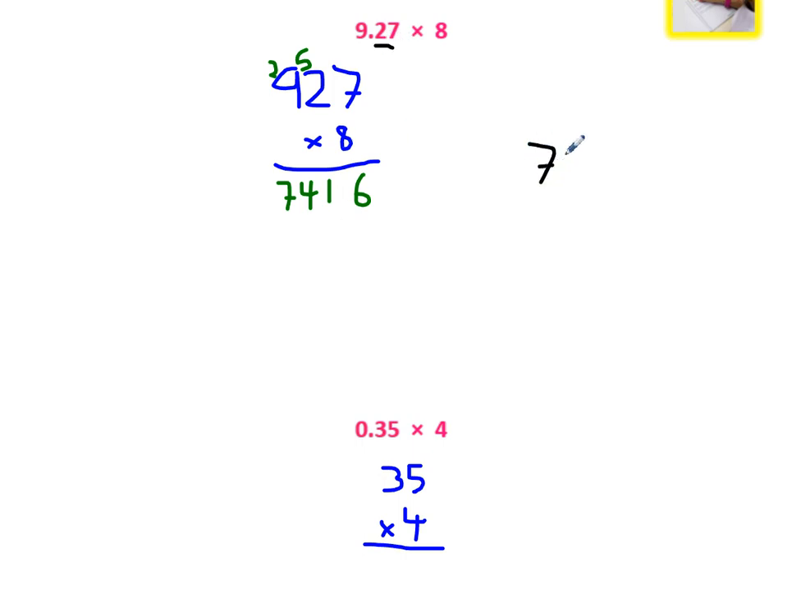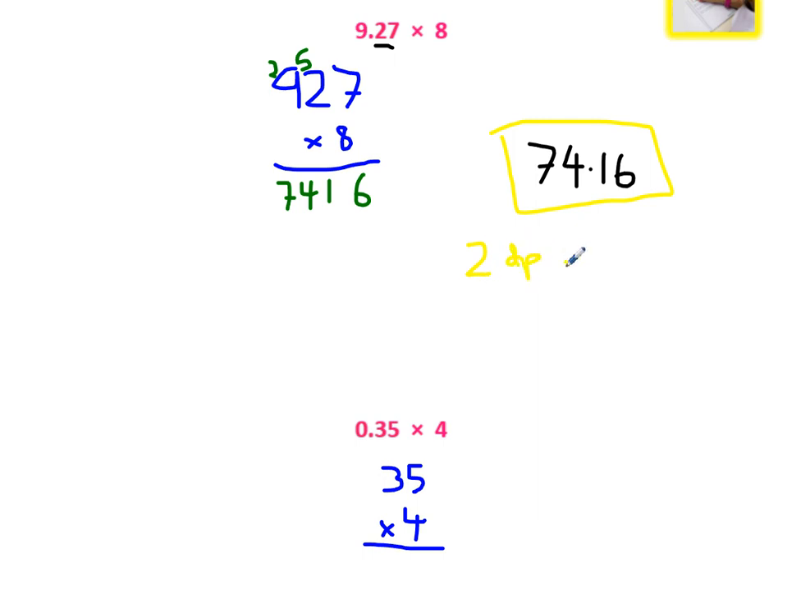So the final answer would be 74.16 for that one. Congratulations if you got that right. If not, just try to review what it was. So you need 2 DP.